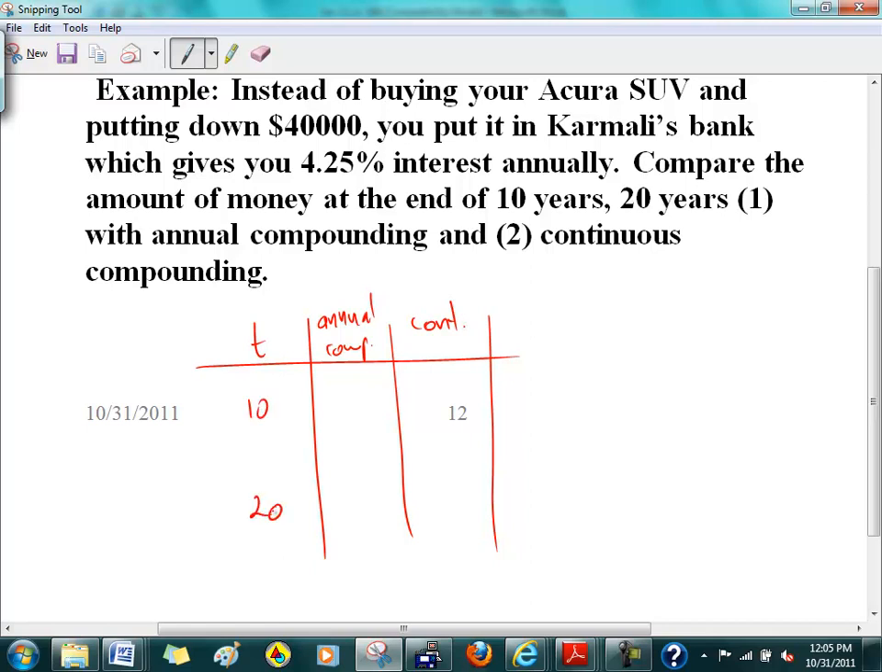So make a table like that, fill it in, and appreciate the difference that continuous compounding can do for you. Okay? And I'll stop here.